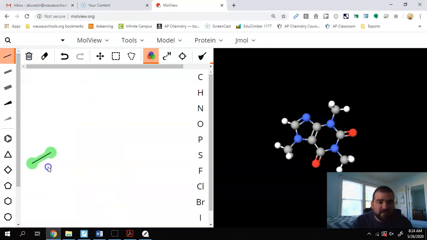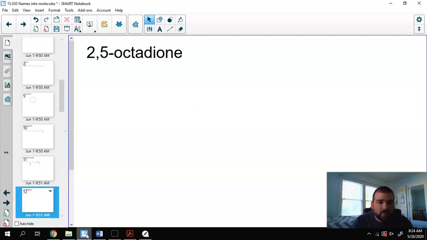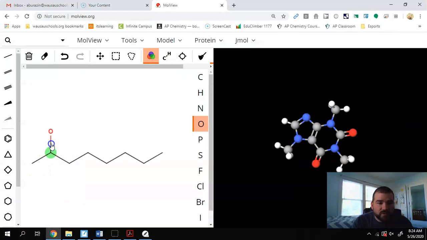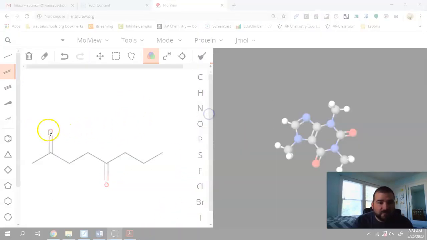It's going to look something like this. We have 8 carbons, so 1, 2, 3, 4, 5, 6, 7, 8. And then I have a double bonded oxygen at carbon number 2 and carbon number 5. So 1, 2, 3, 4, 5. And that is 2,5-octadione.